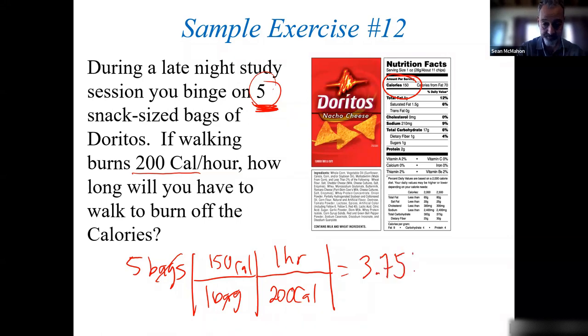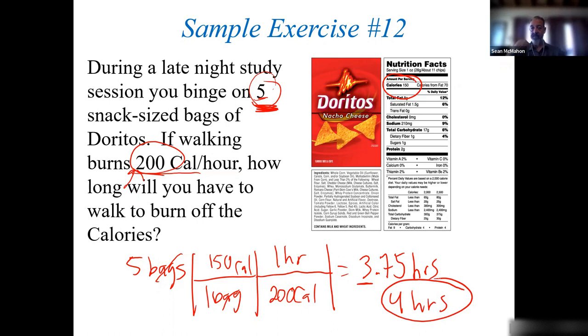3.75 hours. So for me eating that 10-minute binge of Doritos, 5 bags of it, now I've got to go walk. And if I was to use sig figs, there's 1 sig fig here. Actually, that's an exact number because it's 5 bags. So we would use this, and that's 1 sig fig. So if I use 1 sig fig right there, that's 4 hours of walking to burn those 5 bags. Okay. Now, a lot of people get confused because they see the 5, they see the 200.